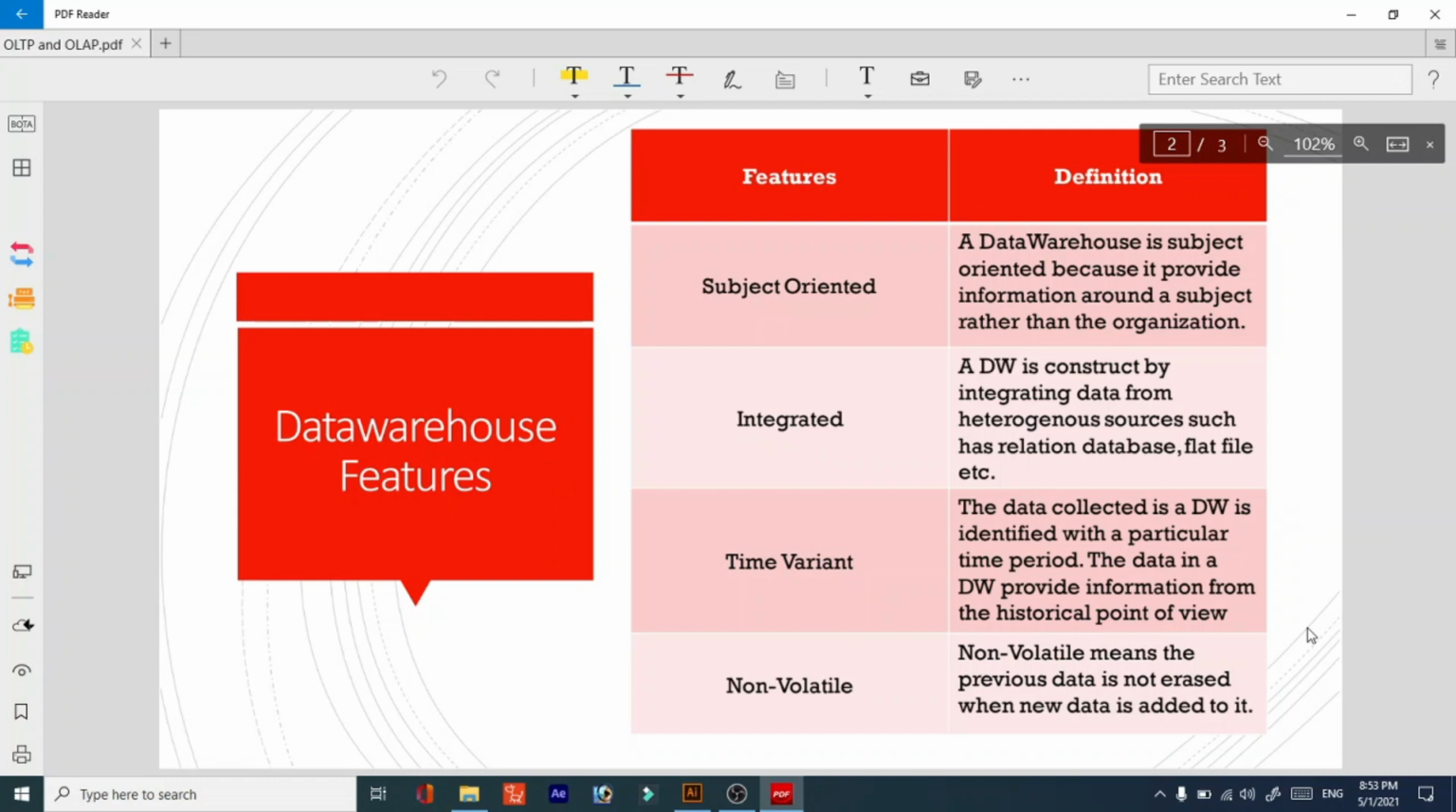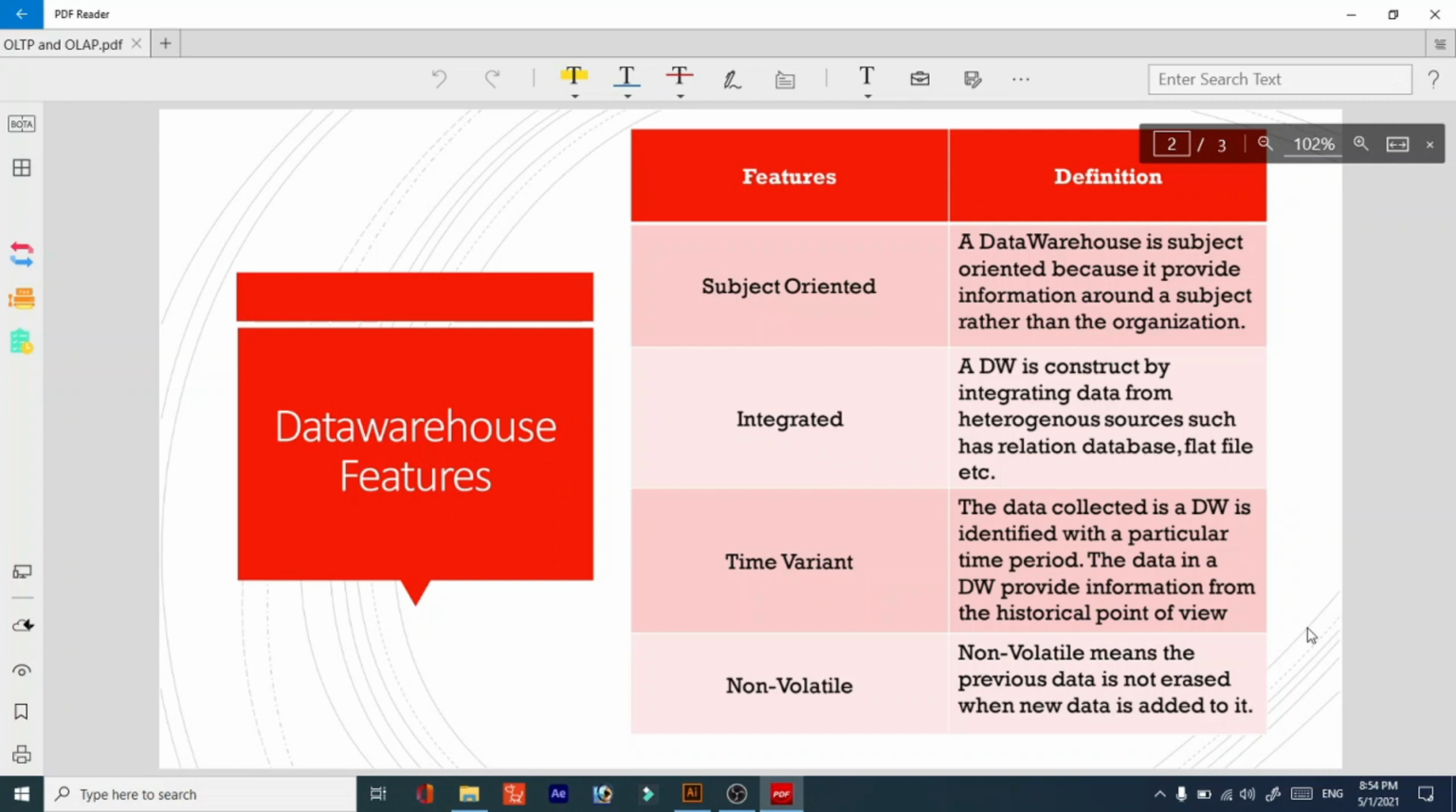Then next one is integrated. A data warehouse is constructed by integrating data from heterogeneous sources such as relational databases, flat file systems, or other file systems also. So in data warehousing, we get all the data of the organization from different sources. Some are relational, some are flat files, some are XML files. So we get data from different sources and it is combined into one source which is known as a data warehouse.